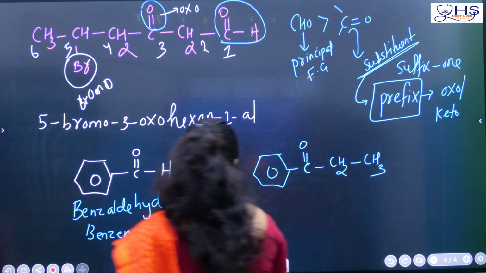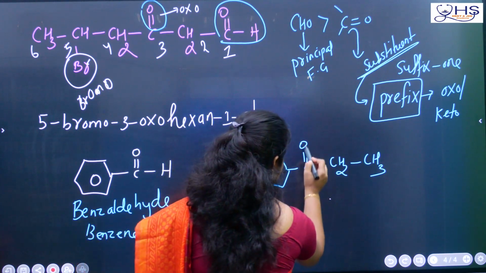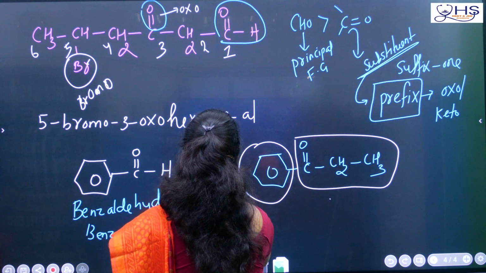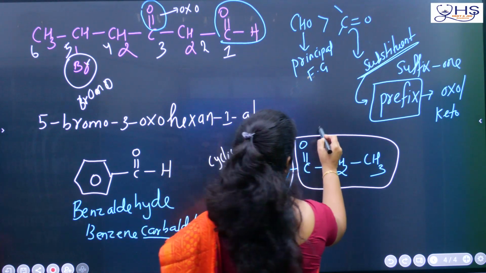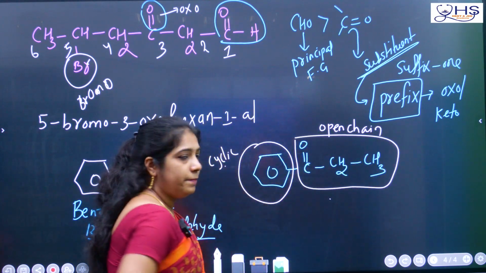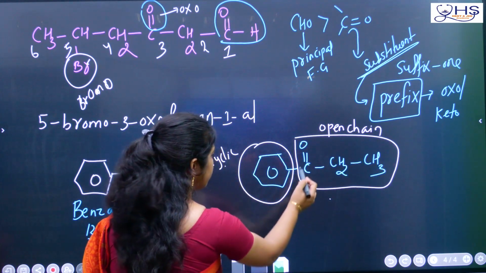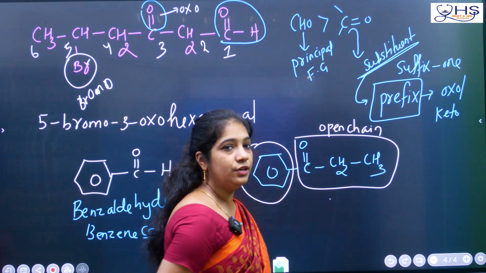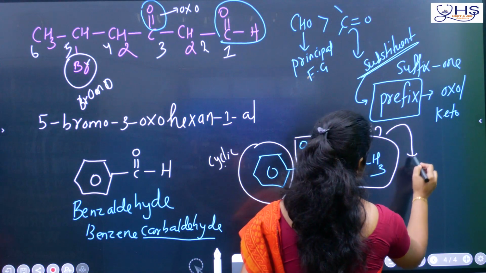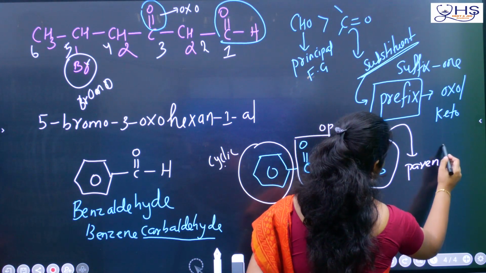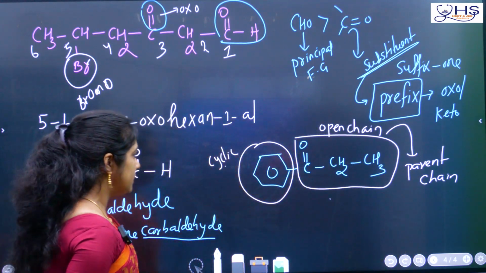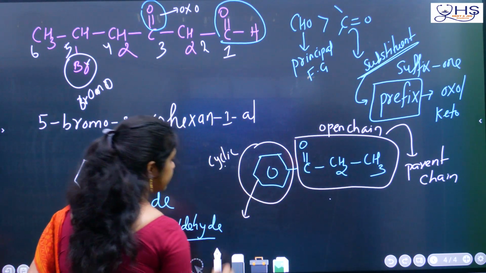So here, if I see, this is our open chain system and this is our cyclic system. Now the open chain is having a functional group. Which functional group is this? Ketone, the keto functional group. So the open chain will be my parent chain. On what basis have I selected it as the parent chain? Because it is having the functional group. That means obviously this part will become the substituent.